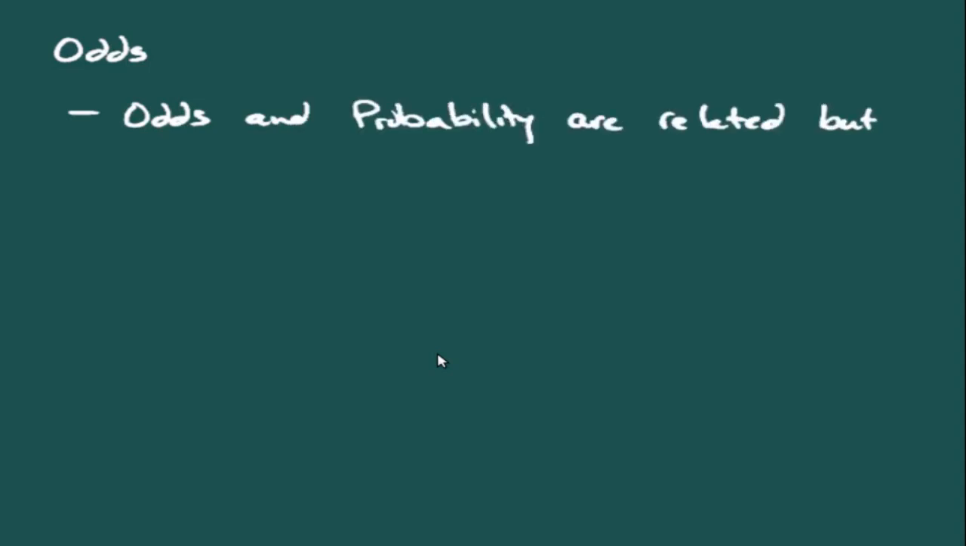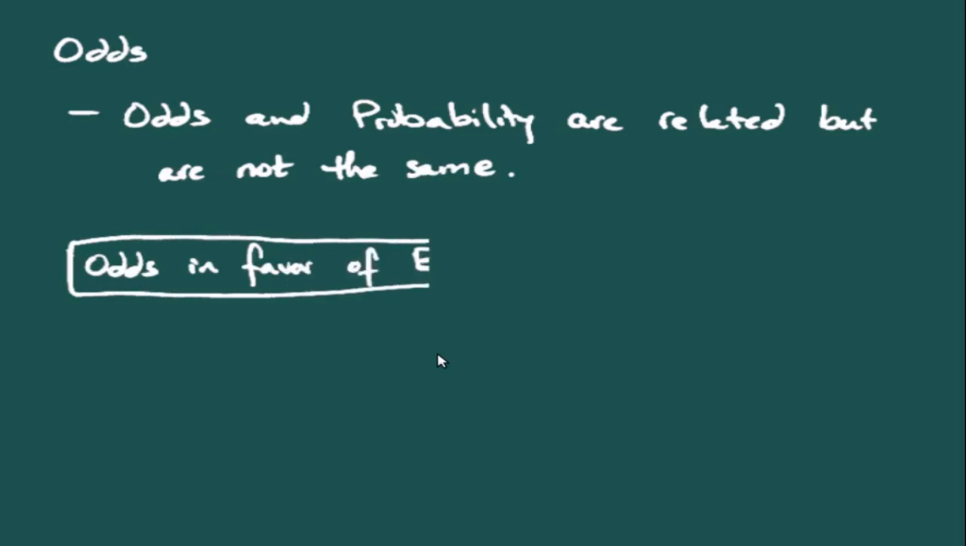So in this video we'll be talking about odds. Now, odds and probability are related, but they are not really the same thing. And for odds, we can really talk about odds in two different ways. We could talk about odds in favor, or we could talk about odds against. So let's begin by talking about what odds in favor of an event E might be.